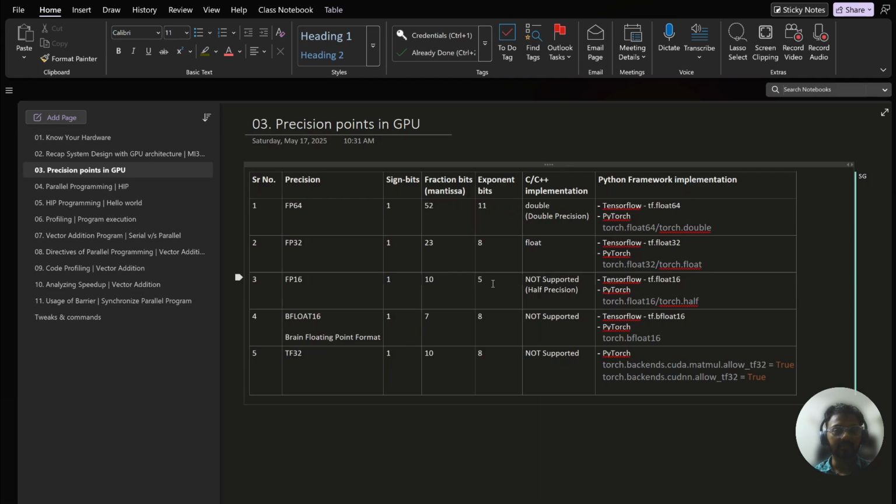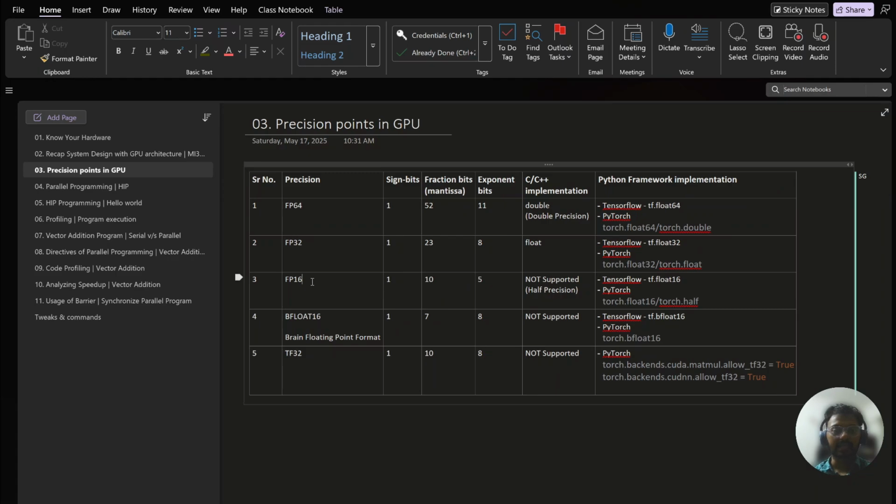Now, the same goes for FP16, which has 10 fraction bits and 5 exponent bits. But if you notice, FP16 is not a standard data type supported in C or C++. There are certain libraries which enable that, but by default, C and C++ do not support FP16 data types. But there are libraries in TensorFlow and PyTorch which implement this precision because the GPU supports it. And for the same, we need to check the spec of whatever GPU device you are using to make sure whether your GPU supports a particular precision or not.